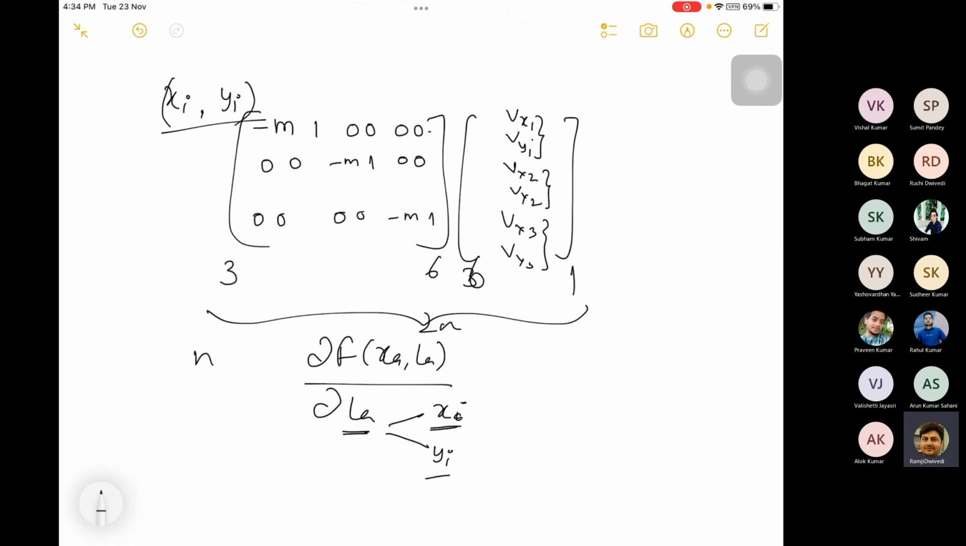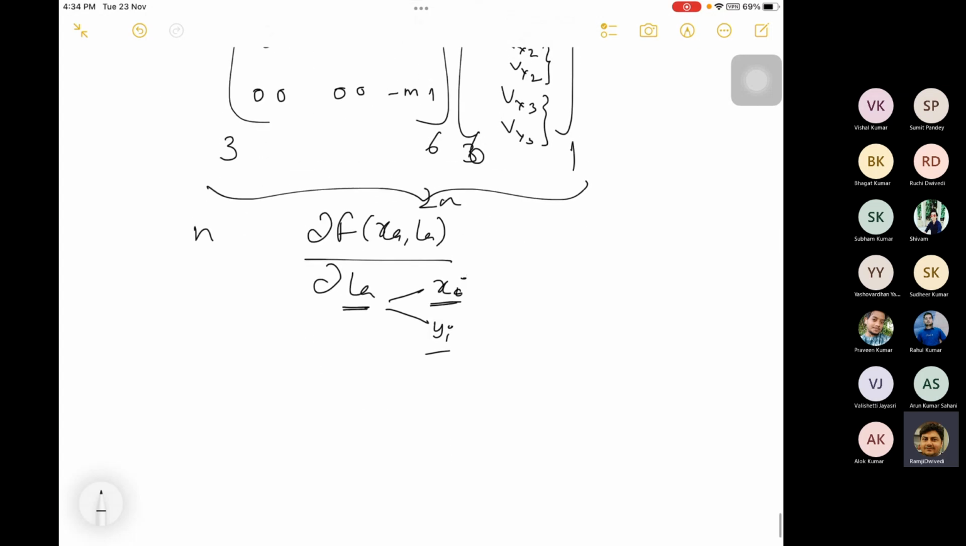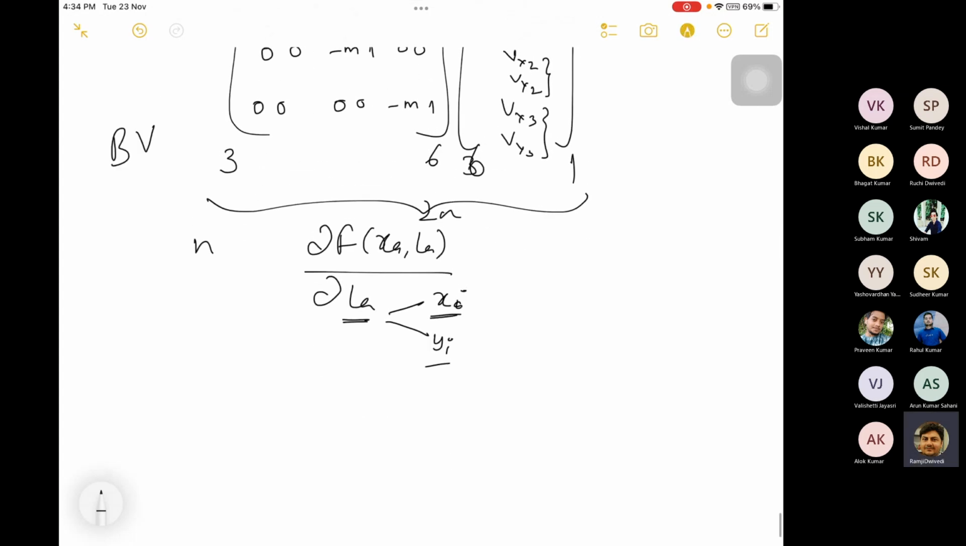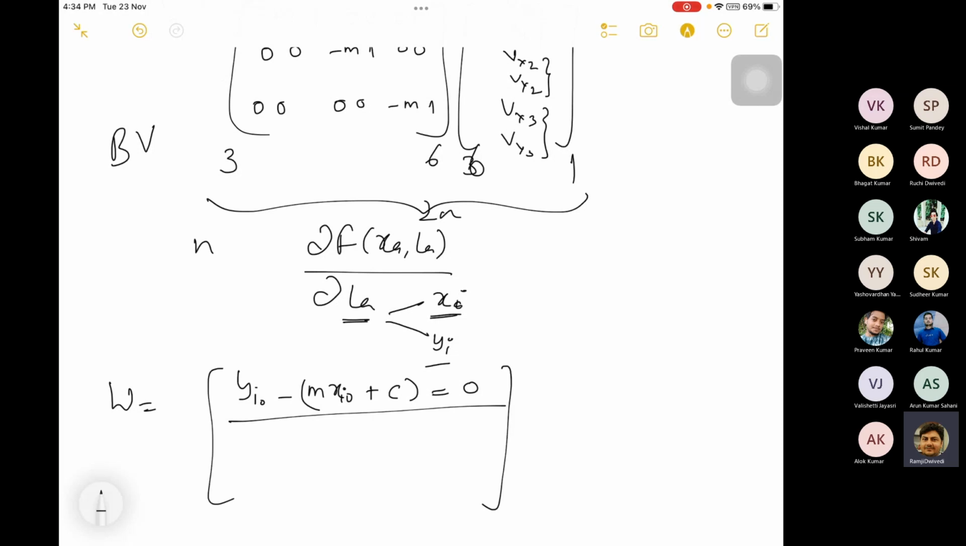Now what I'm interested in is how you would solve for this. Now this is the BV part, isn't it? And the W part is very easy. You will get YI naught minus MX naught I naught plus, within bracket, C is equal to 0. So for all vector values from I equal to 1 to n, be it 3 or 4, whatever, you will get this linear initial value.